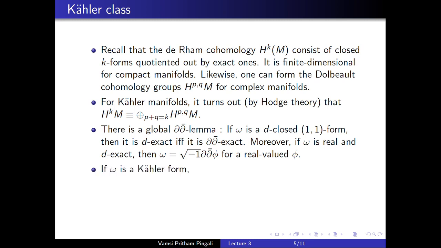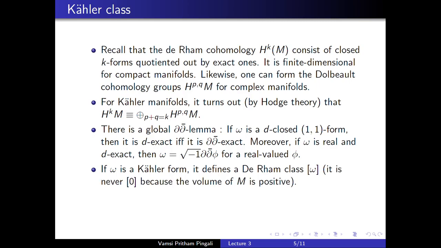Yeah? If omega is a Kähler form, it defines a de Rham cohomology class. Why? Because if omega is Kähler, that means d omega is 0. So you can of course take the equivalence class under the de Rham equivalence relation. So this is a very interesting observation. This de Rham cohomology class is never 0. What does it mean for it to be 0? If it is 0, omega is exact. Omega can never be exact on a compact manifold.